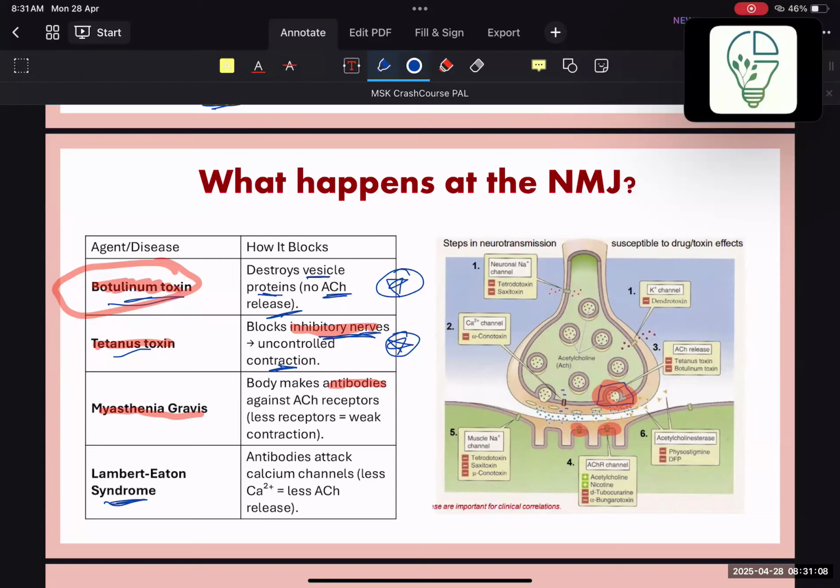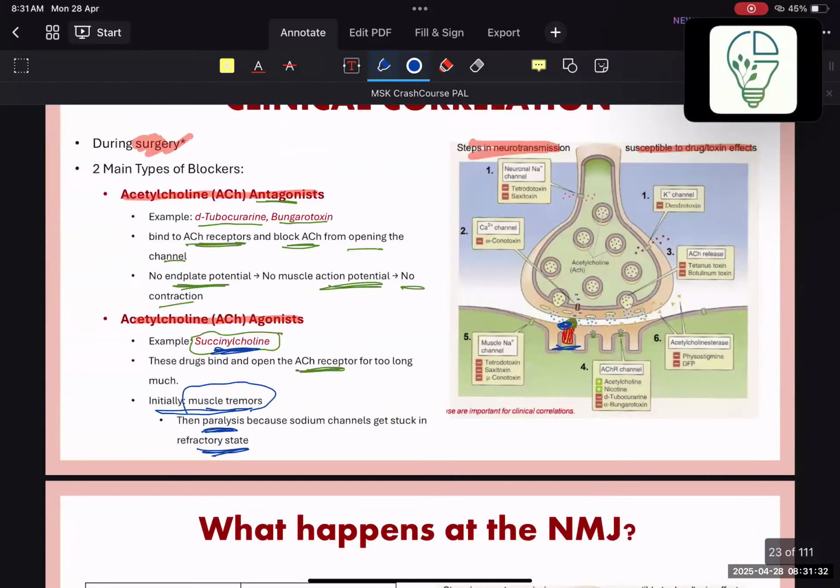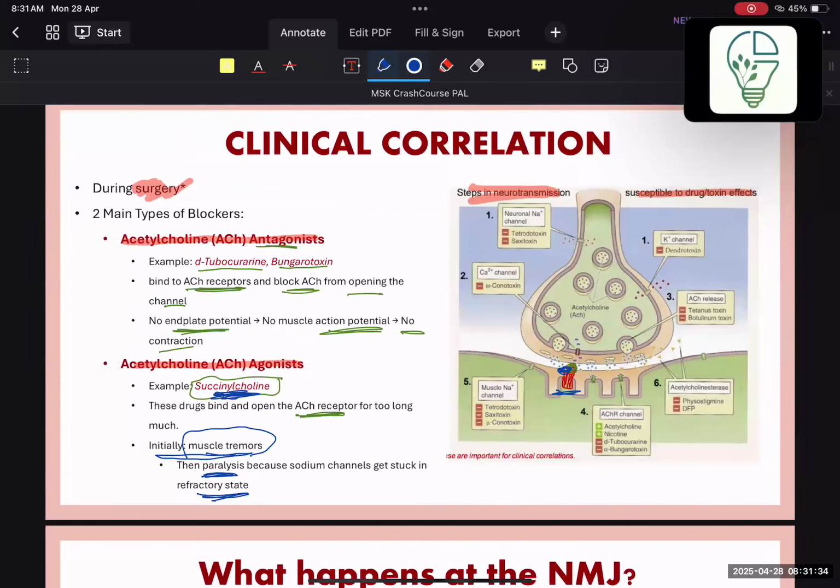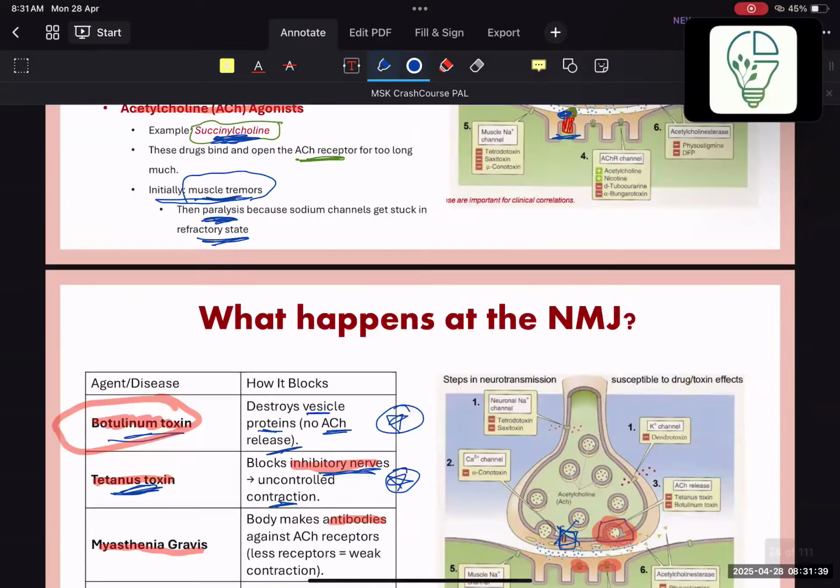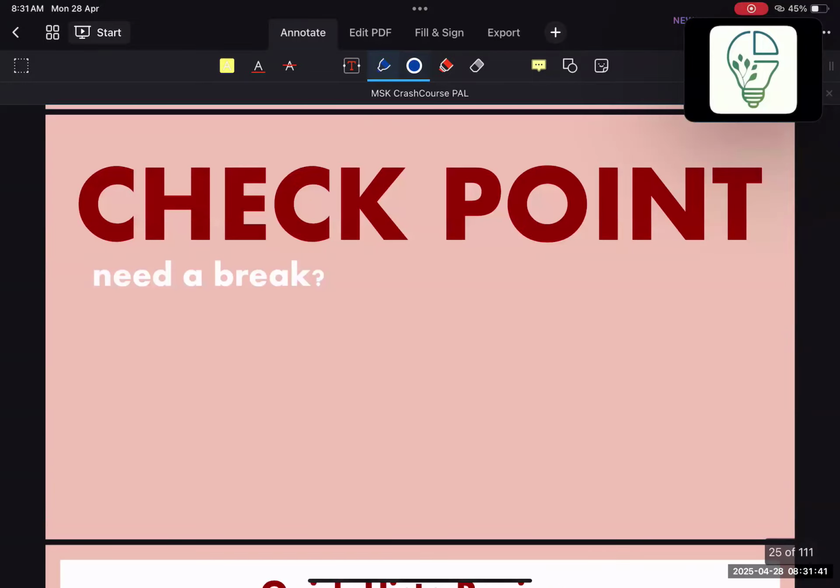Finally, you have another autoimmune disease called Lambert-Eaton syndrome, and you also have antibodies, but these antibodies will act on a different receptor, specifically the calcium channels, which are found on the presynaptic membrane. They will attack these channels and destroy them, and because you don't have calcium entering and causing the fusion of the vesicle, you just won't have contraction. So the only one that will cause severe contractions is tetanus. Everything else I explained is going to cause paralysis, while keeping in mind that succinylcholine will cause initial muscle tremors before it causes paralysis.